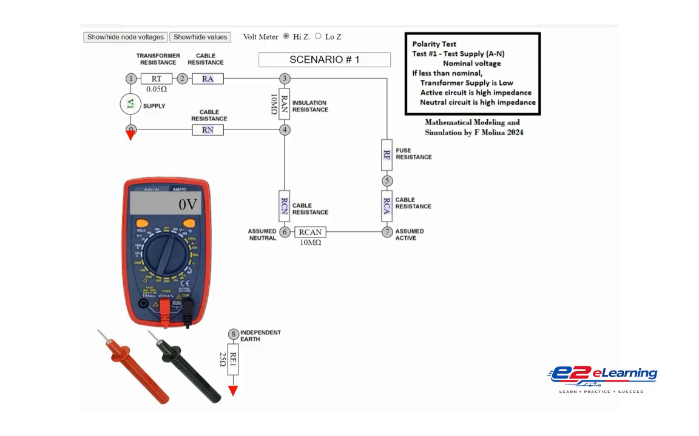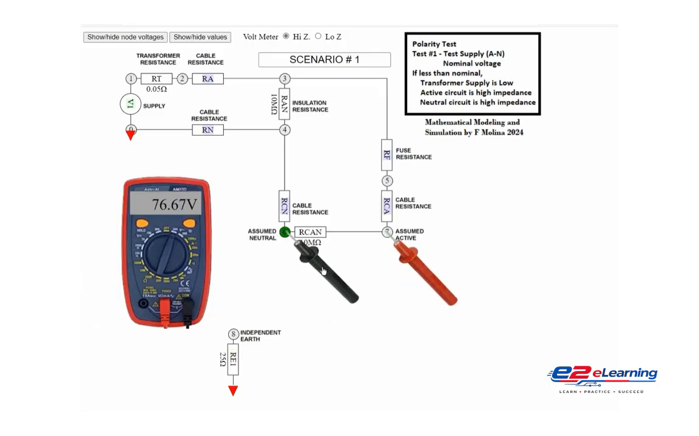In this session, we'll dive deeper into polarity testing by focusing on Test 1, which checks the supply voltage between the active and neutral wires. Place the probes of your voltmeter between the active and neutral points. Check the voltage reading. Normally, you should see a voltage of 230 volts.